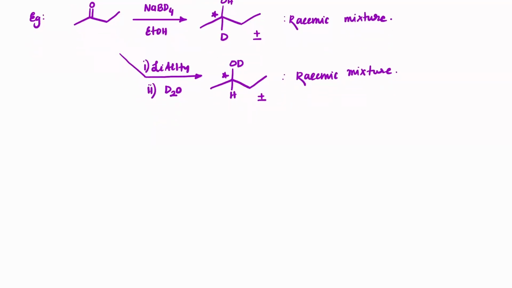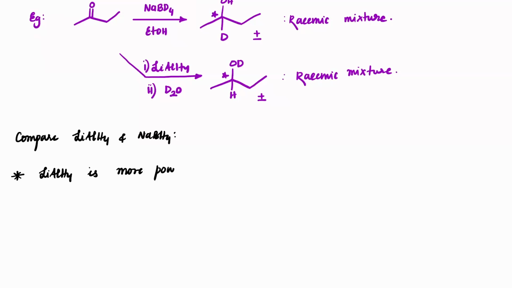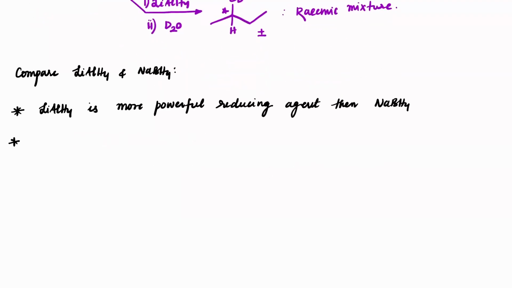Now let's compare lithium aluminum hydride and NaBH4. You can say lithium aluminum hydride is a more powerful reducing agent than NaBH4. Now what could be the possible reason for it?